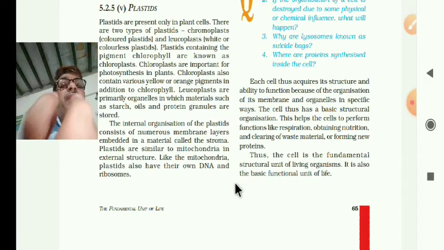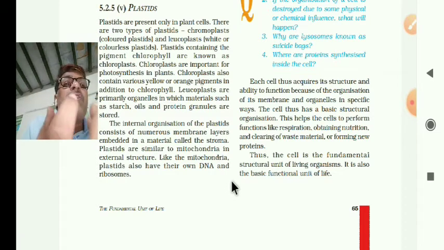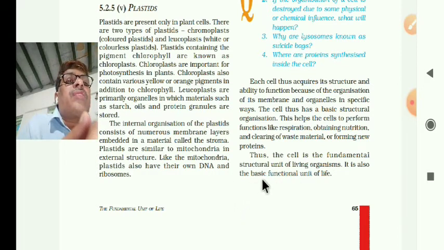Starting with the cell, the cell does the functions. Then there are groups of cells, tissues, then groups of tissues, organs, and systems. Like that, ultimately the function starts with the cells. That is why the cell is the basic functional unit of life.